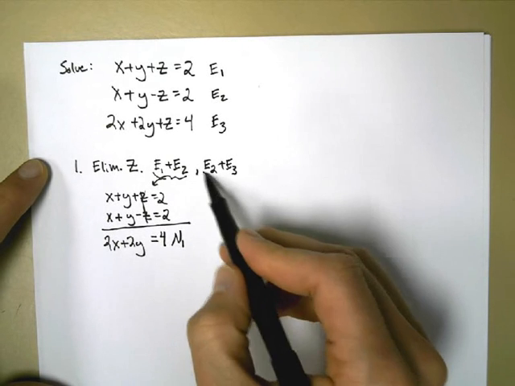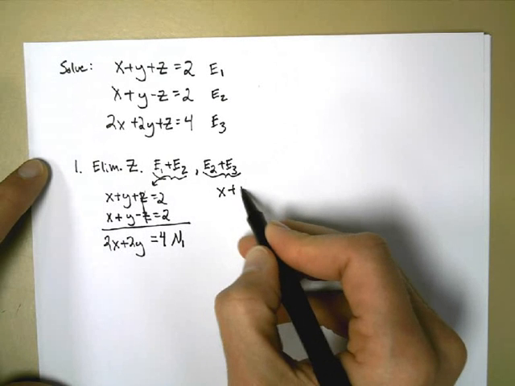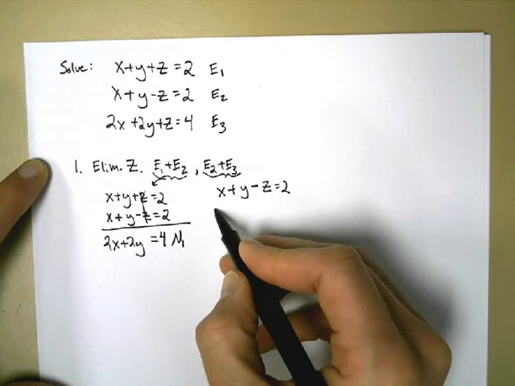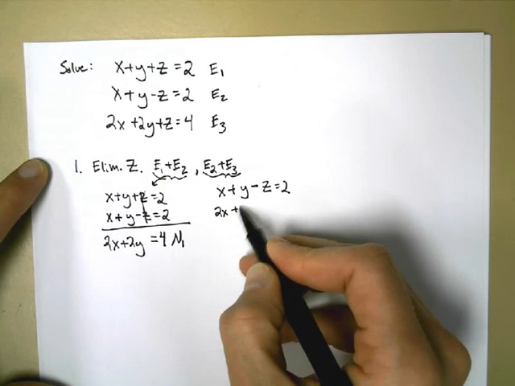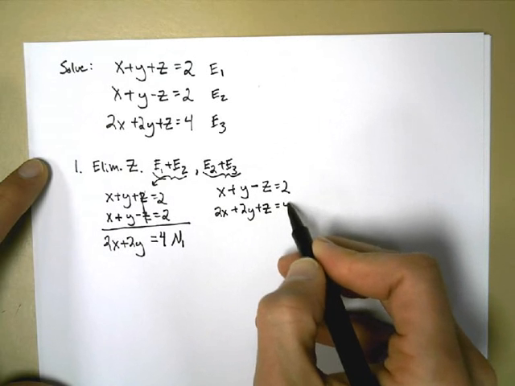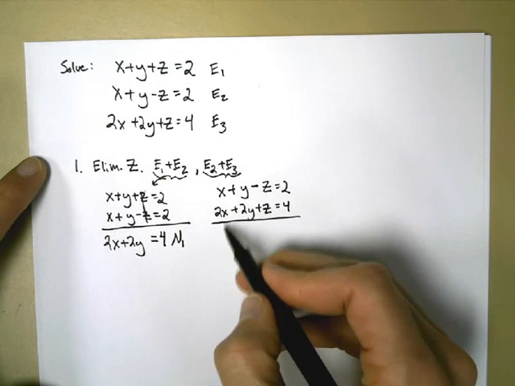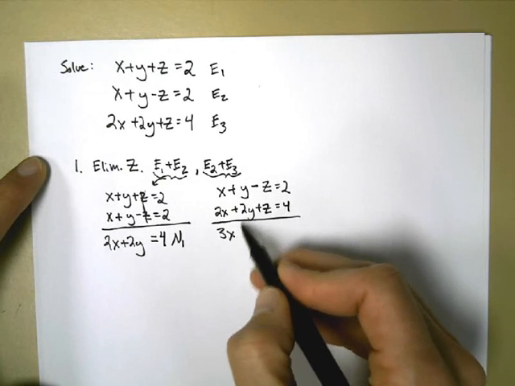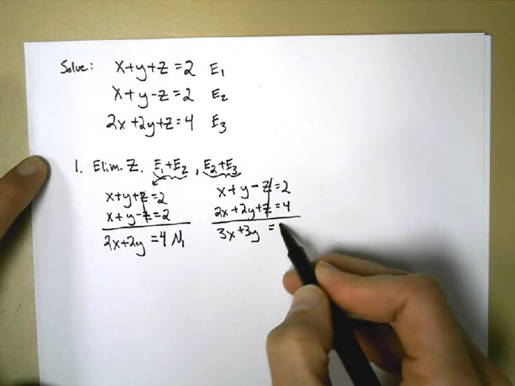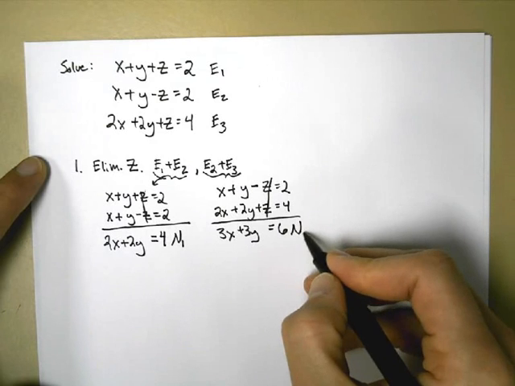Now E2 plus E3. That's x plus y minus z equals 2, and then I have 2x plus 2y plus z equals 4. If I combine those, I get 3x plus 3y, the z's cancel, and I get 6. I'm going to call that new equation 2.